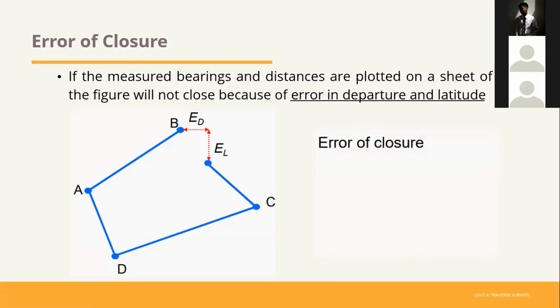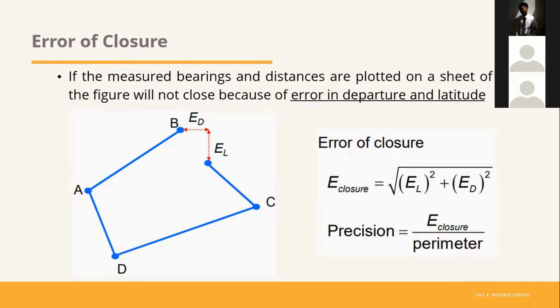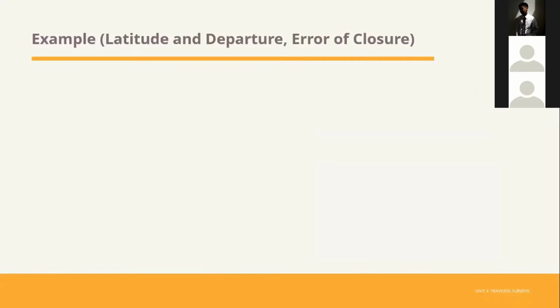And for the error of closure, our formula will be the square root of E sub L squared plus E sub D squared, or the error in latitude squared plus the error in departure squared. And the precision is the error of closure over the perimeter. So now let's have an example which is about latitude, departure, and error of closure.